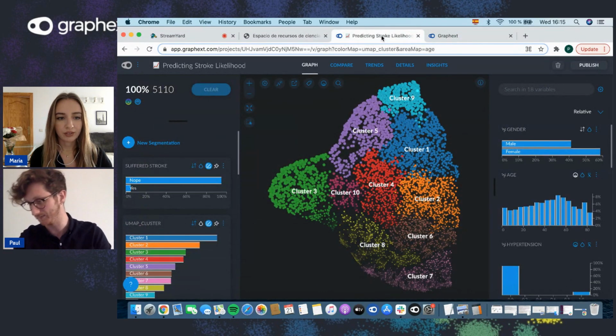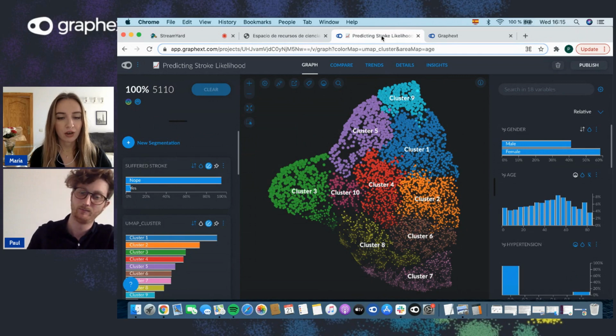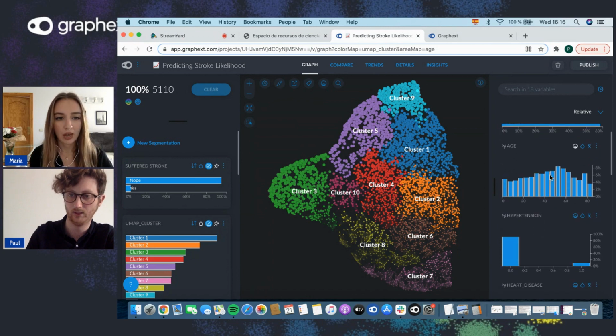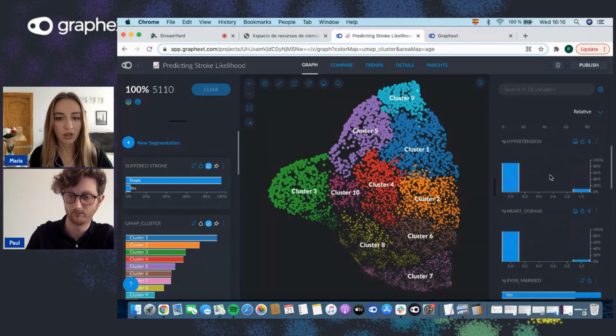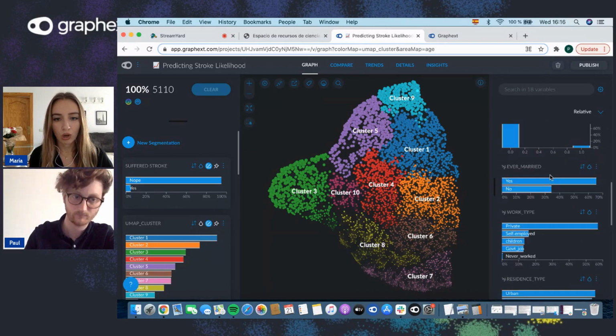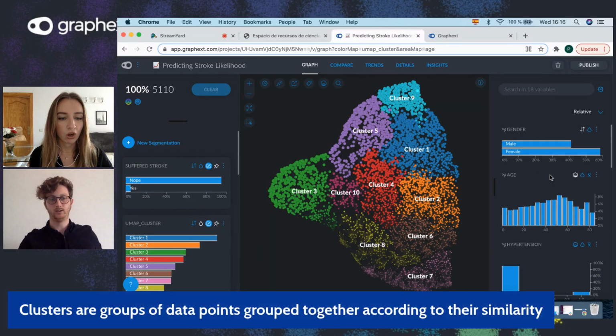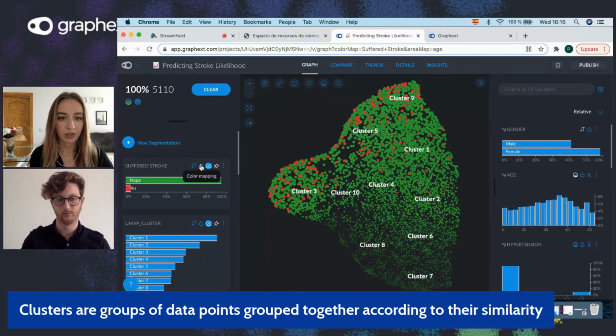So this is what we get. As you already know, this is how Graphext normally looks. We have a graph in the middle and then one bar at each side with our different variables. Like Paul said, we have gender, age, if they are smokers or not, and so on. So what we're going to do first is color by suffering stroke, which means coloring to see if they suffered it or not. You can see the red is people that have had strokes, and green is the people that haven't had strokes.